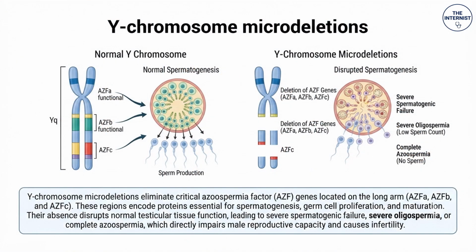Y chromosome microdeletions eliminate critical azoospermia factor genes located on the long arm. These regions encode proteins essential for spermatogenesis, germ cell proliferation, and maturation. Their absence disrupts normal testicular tissue function, leading to severe spermatogenic failure, severe oligospermia, or complete azoospermia, which directly impairs male reproductive capacity and causes infertility.